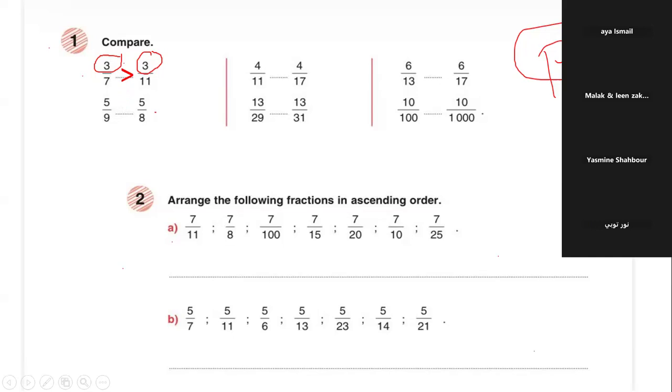Yasmin Shahbouri, please. Yasmin, what is the bigger fraction, 5/9 or 5/8? 5/8. Why? Do you know why? The numerators are the same. Excellent. We compare the denominators. We choose the smaller. It will become the bigger fraction, 5/8. Excellent.